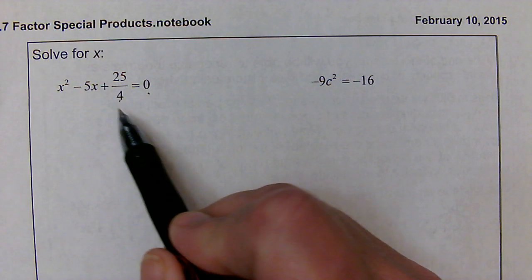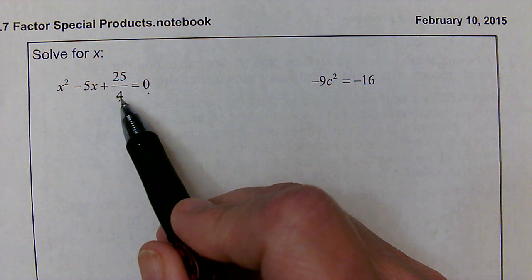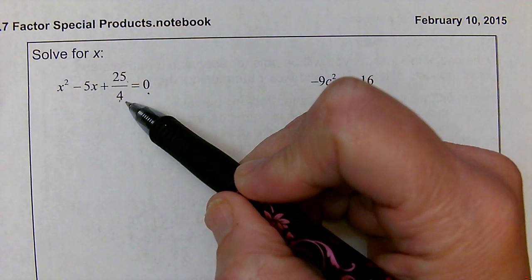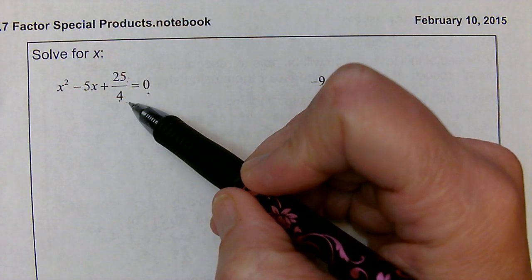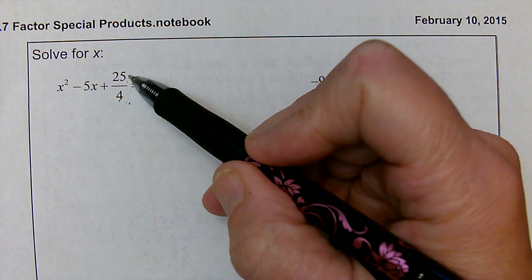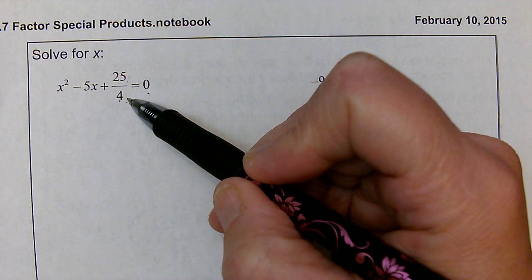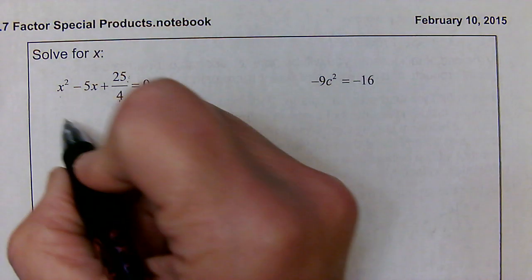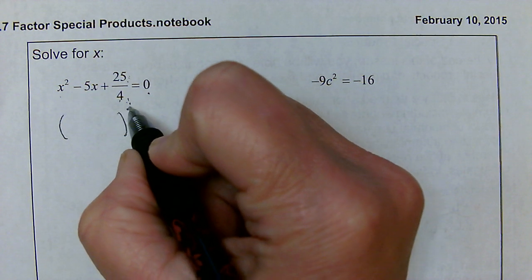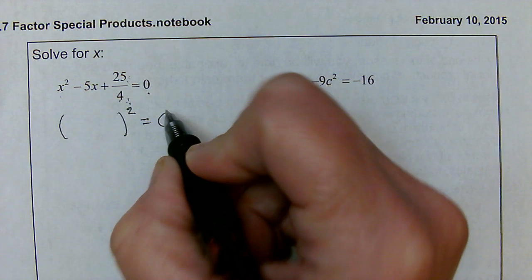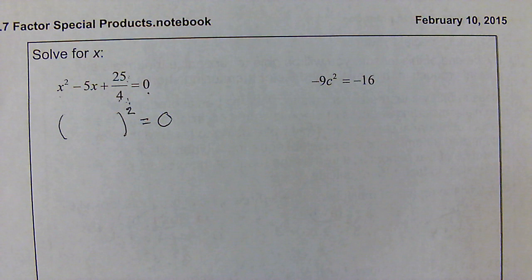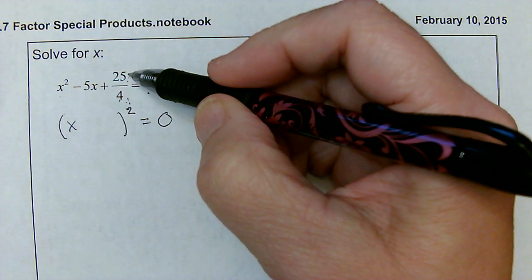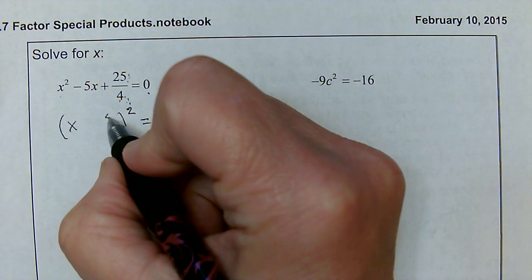Now looking at this, you see this fraction and you go, I don't know how to do it with fractions. But pay attention. 25 and 4 are both perfect squares. So the square root of this would be the square root of 25 over the square root of 4. So this is a perfect square, and so is this. So it looks like it's a perfect square trinomial. There was no common factor to take out here. So the square root of x squared is x, and the square root of 25 over 4 is 5 over 2.